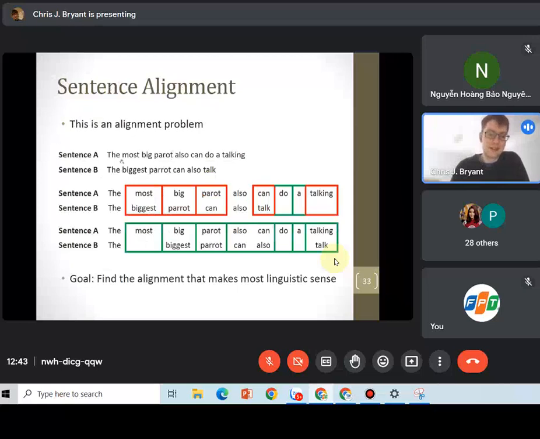So if we've got the sentence, "the most big parrot also can do a talking," with the reference, "the biggest parrot can also talk," we now want to work out which words should be aligned with which other words in a way that makes sense. I've shown two examples of how you can do that. So we could align most with biggest, big with parrot, parrot with can, and so on, which doesn't make any linguistic sense, but is a possible way of aligning these words. Although I hope we would agree that we'd want to align big with biggest, parrot with parrot, and talking with talk, because that just makes more sense. So this is effectively the problem.